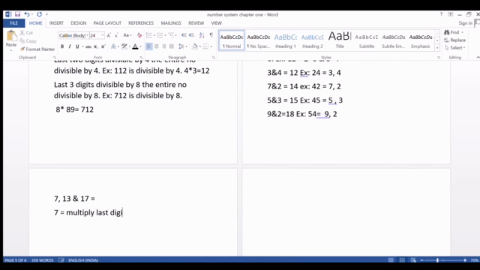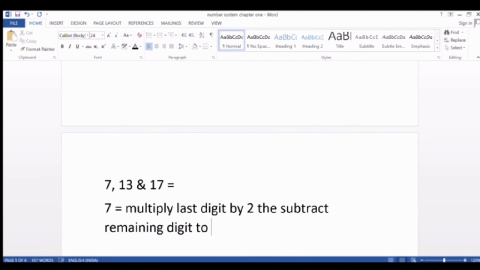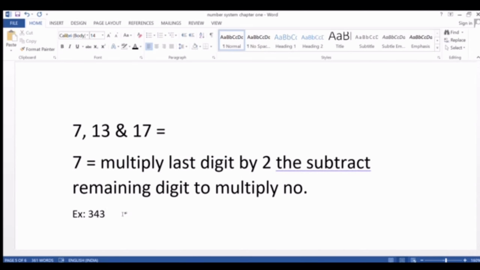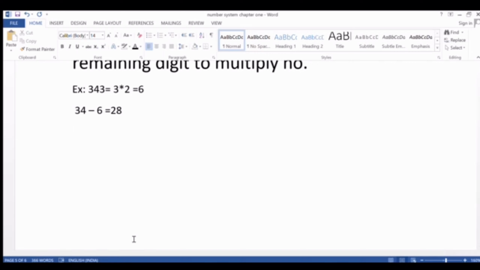Next we move on to the next numbers, that is 7, 13 and 17. The 7 divisibility rule is: multiply the last digit by 2 and subtract it from the remaining number. You will get some number. If that number is divisible by 7, the whole number is divisible by 7. For example, 343 is the number, 3 is the last digit. You multiply the last digit by 2 and you will get 6. The remaining number, 34, must be minus 6 and you will get 28. 28 is divisible by 7, right?